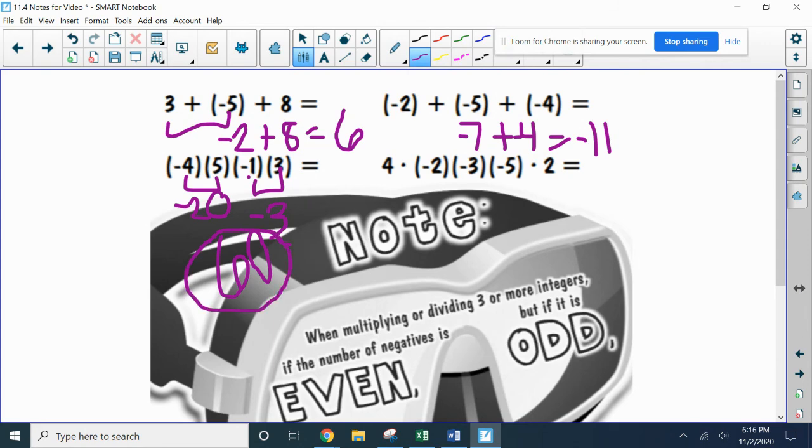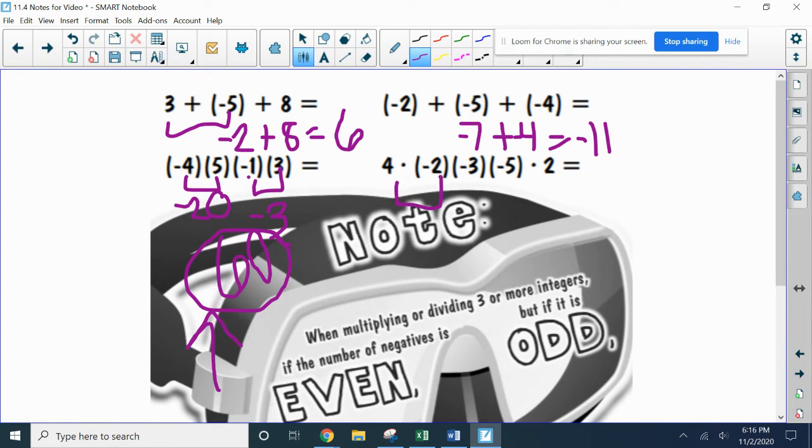Look at our note. When multiplying or dividing 3 or more integers, if the number of negatives is even, the answer will be positive. If the number is odd, it will stay negative. So if you look, we started off with 2, which is an even number, and we got a positive answer. Let's check the second one.